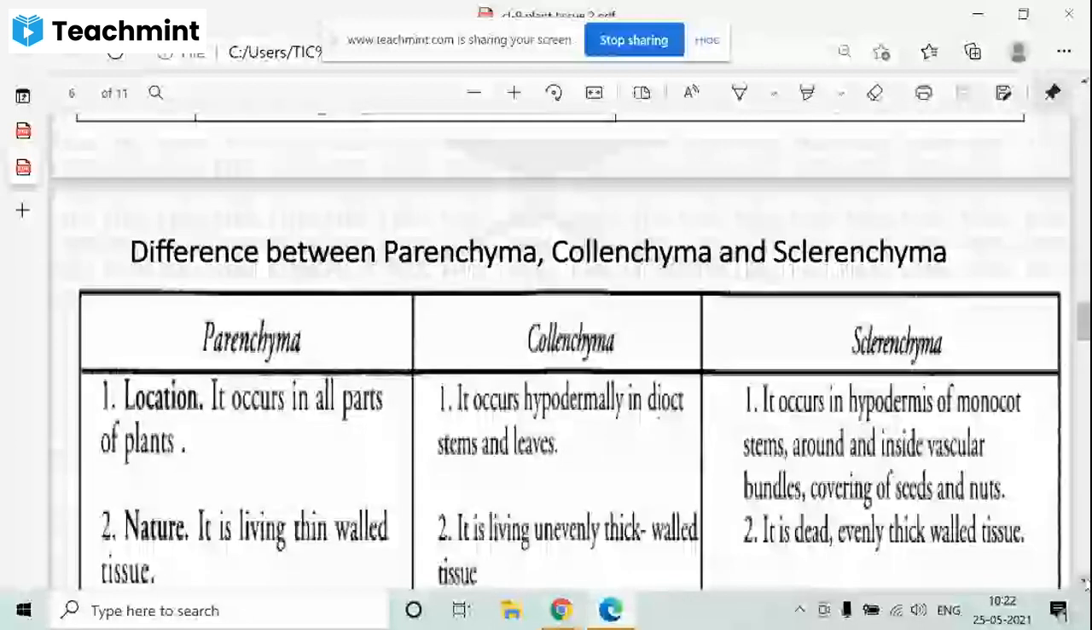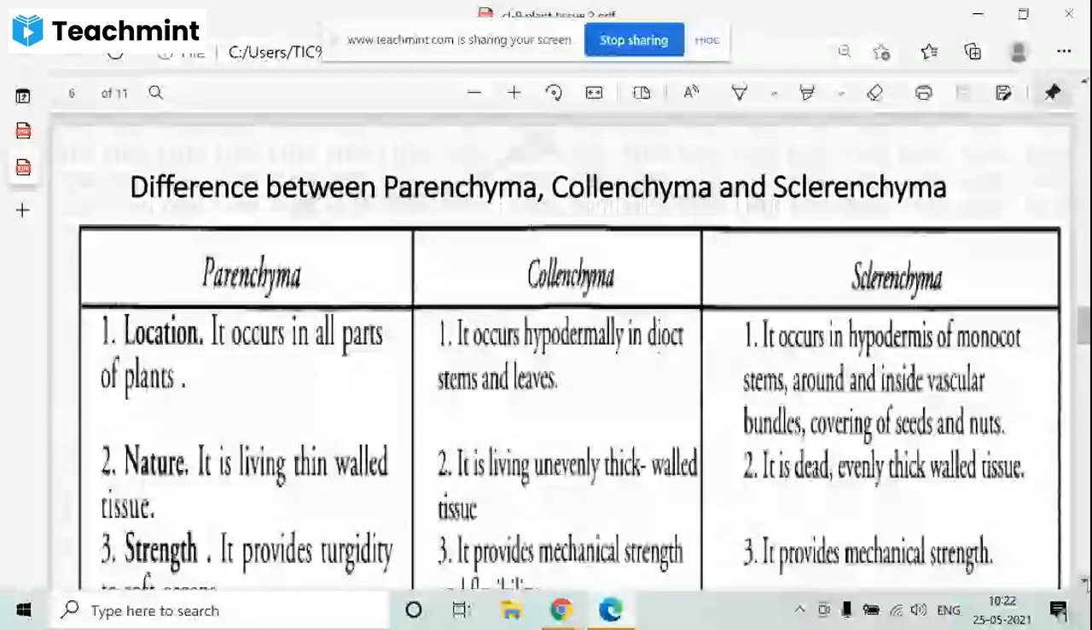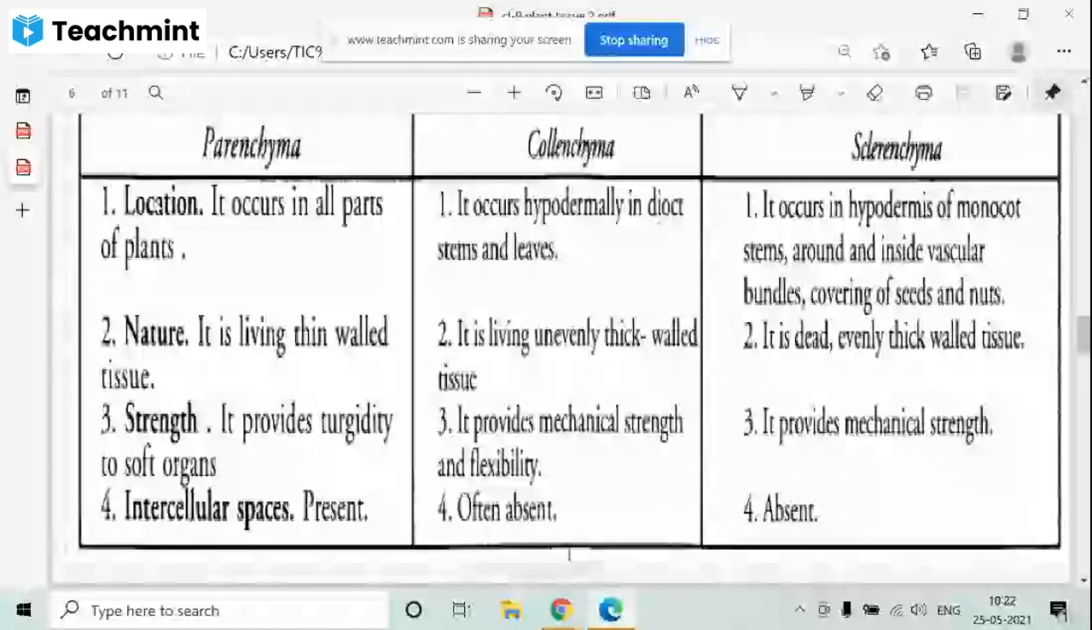Got it? Then comes your difference between parenchyma, collenchyma, and sclerenchyma. Go through it. Okay. All the three differences are given together. Did you get it? Location: all parts of the plant. Collenchyma occurs hypodermally in dicot stem and leaves, mostly found in the stem and leaves. Sclerenchyma occurs in the hypodermis of monocot stem. Monocot, do you understand what is monocot and dicot?